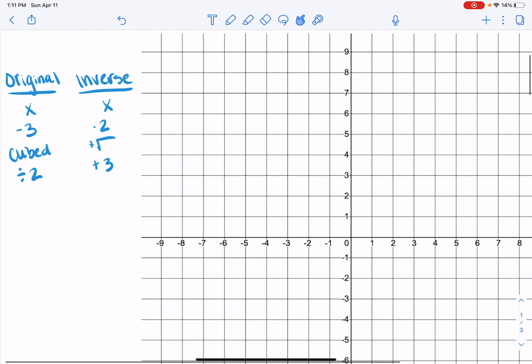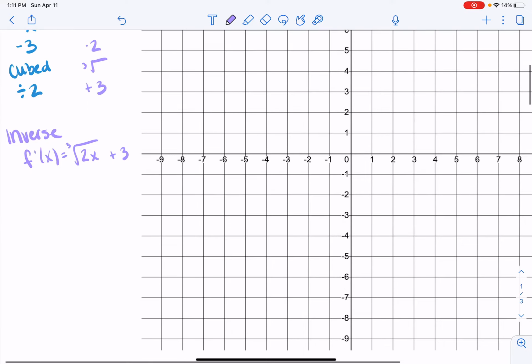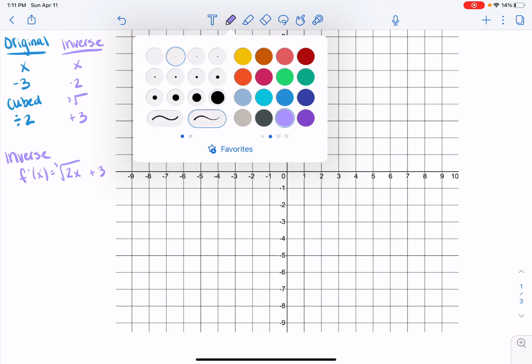So our inverse equation, the inverse of f of x, would be equal to the cube root of 2x, plus 3. Let me write this in purple just so I can keep things together. We've got our inverse, and plus 3. Okay, so looking at the original, let's make a table.